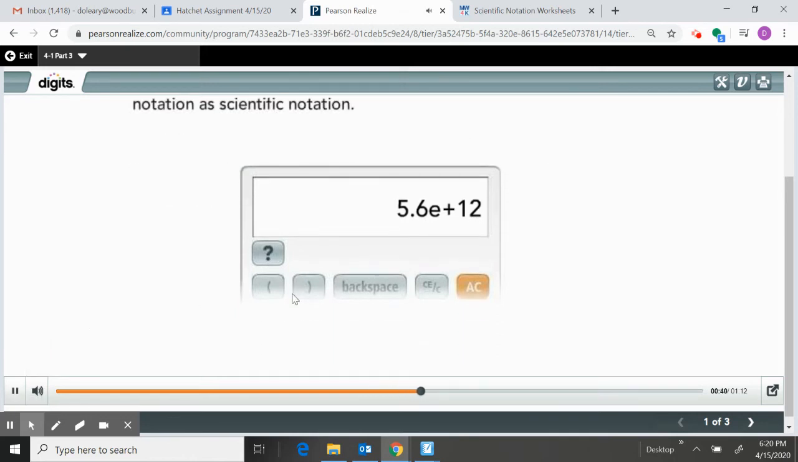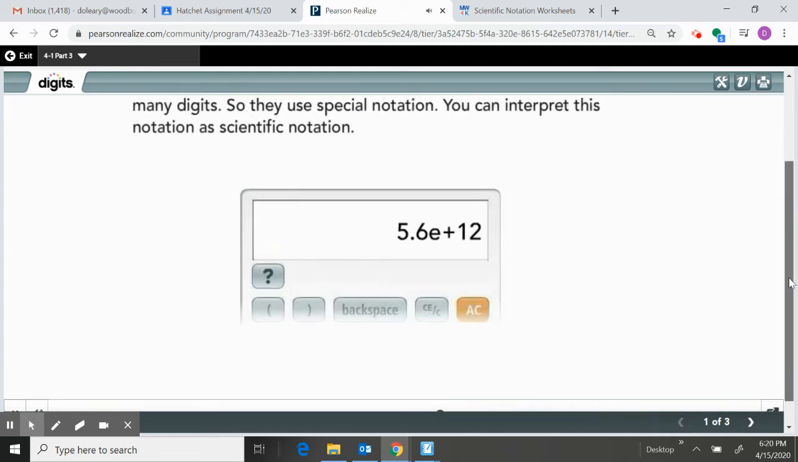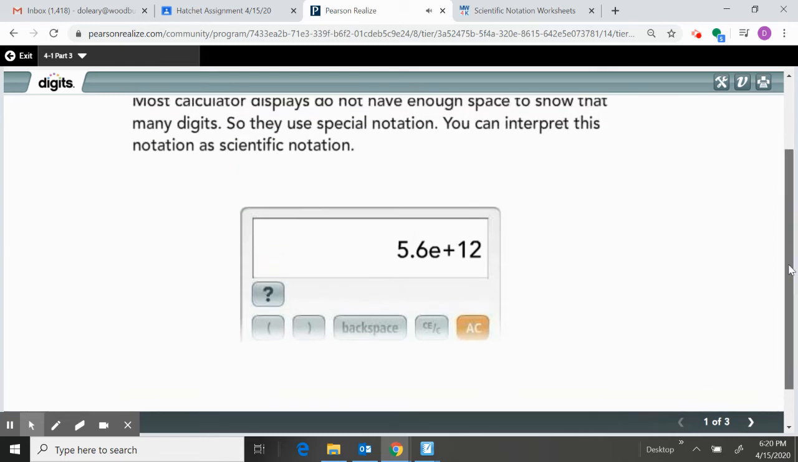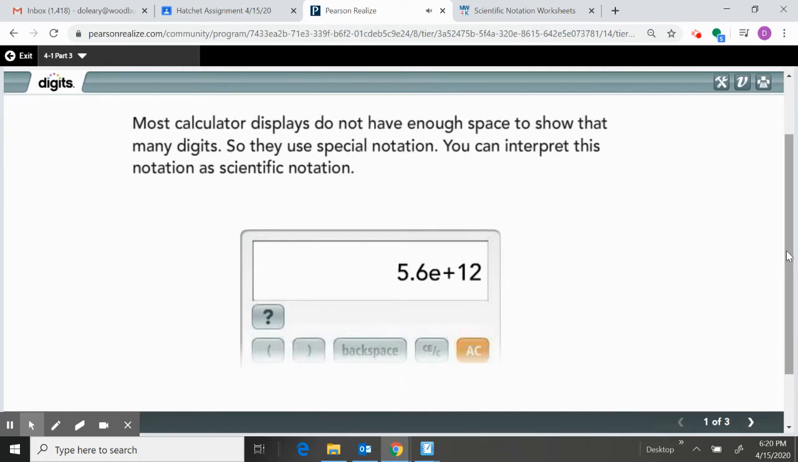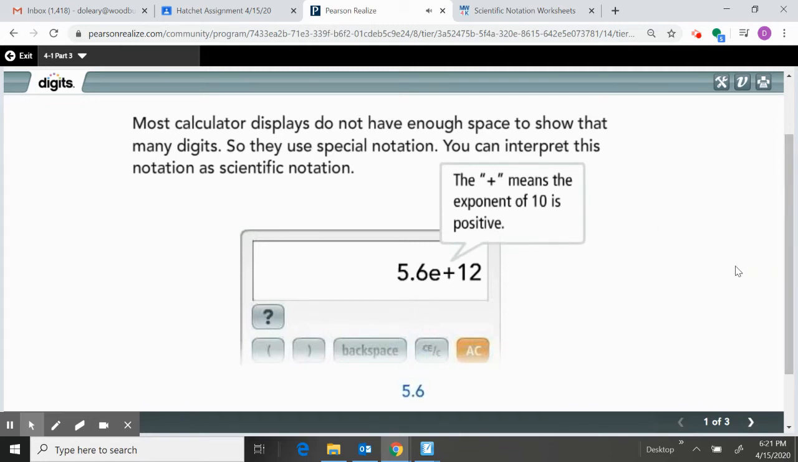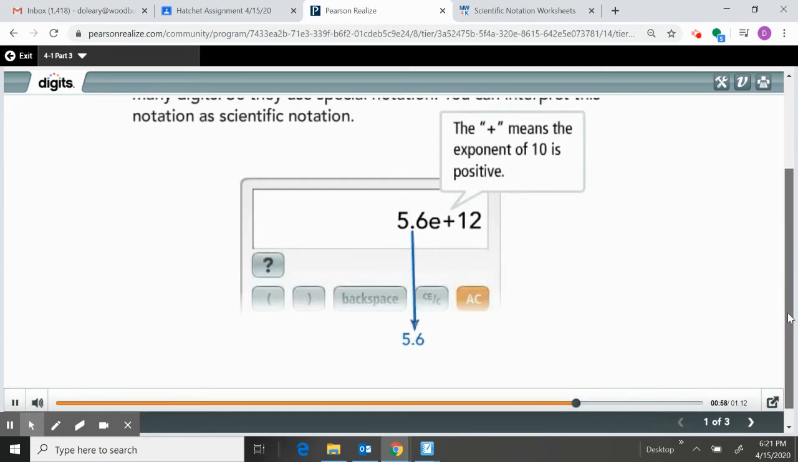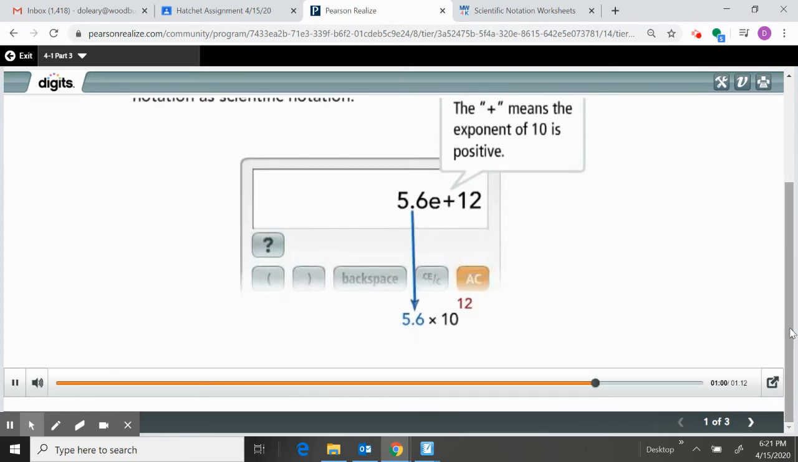Most calculator displays do not have enough space to show that many digits, so they use special notation. You can interpret this notation as scientific notation. The plus means the exponent of 10 is positive. You can read 5.6 E plus 12 as 5.6 times 10 to the 12th power.